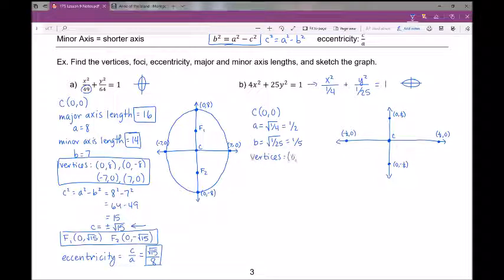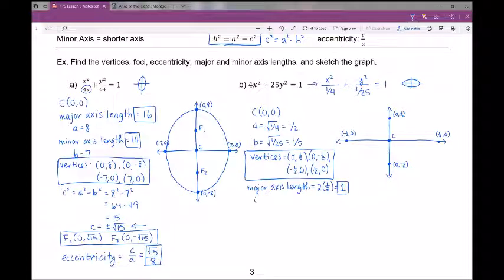So we have (0, 1/5), (0, -1/5), (-1/2, 0), and (1/2, 0). Okay, so those are our vertices. So now that we have the vertices down and we know A and B, let's go ahead and find the lengths of our axes. So the major axis, again, is the horizontal axis, and this is going to be 2 times 1/2. So the major axis length is 2 times 1/2, which is just 1. So that's the major axis.